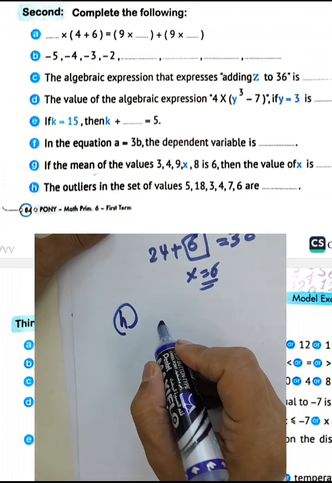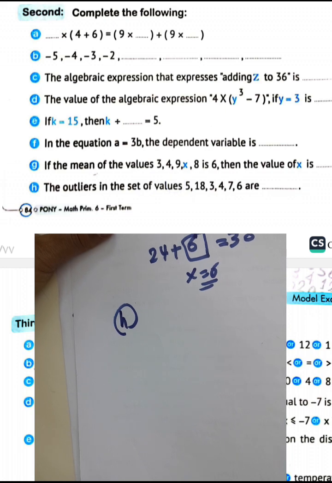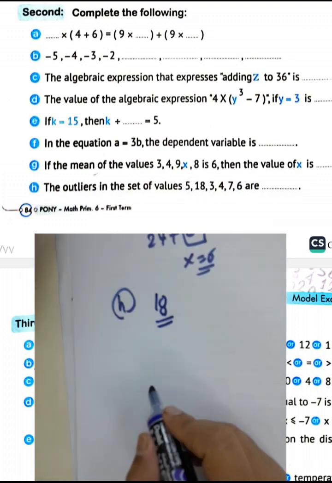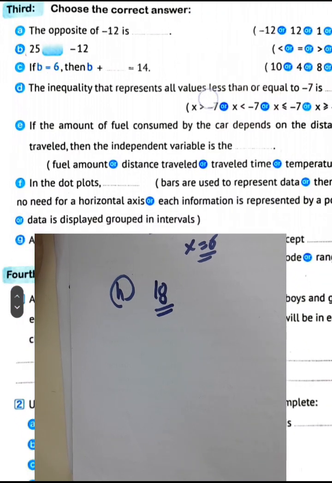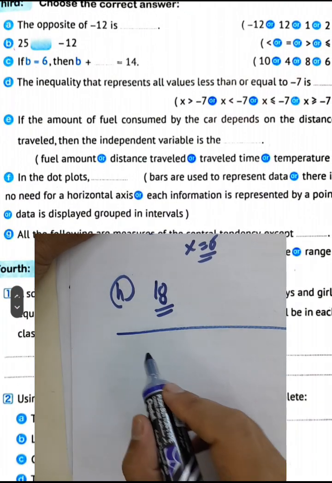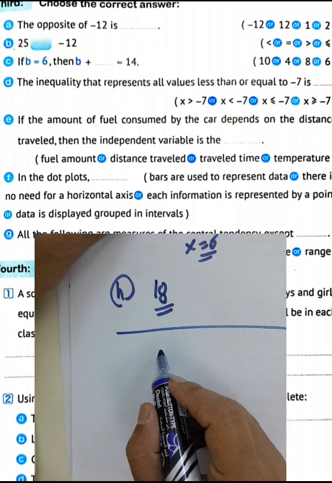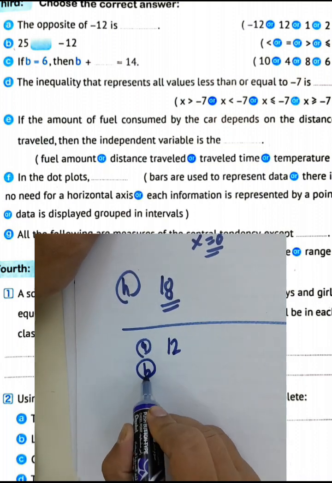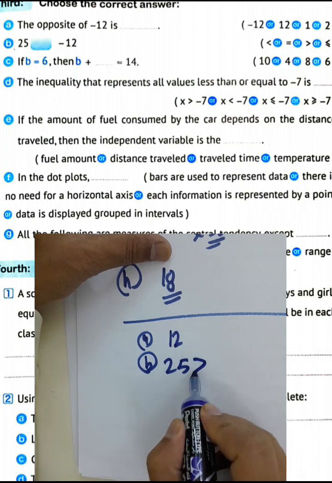Letter H. The outlier in the set of values 5, 18, 3, 4, 5, 6, 7. Okay, 3, 4, 5, 6, 7 and 18 is the different one. It will be 18. Third, the opposite of negative 12, the additive inverse, will be 12. Letter B, 25 greater than negative 12.